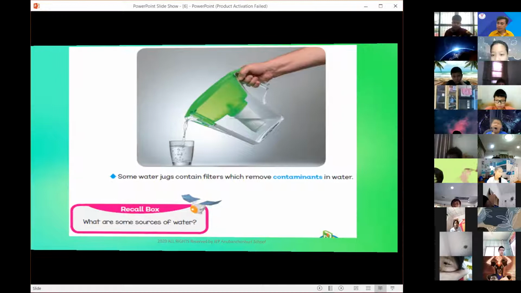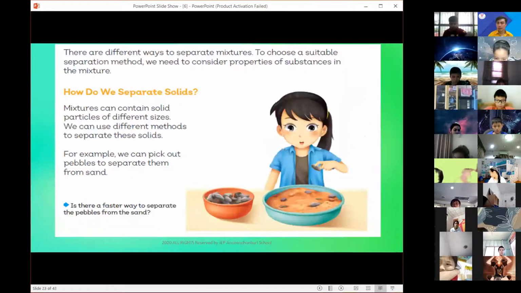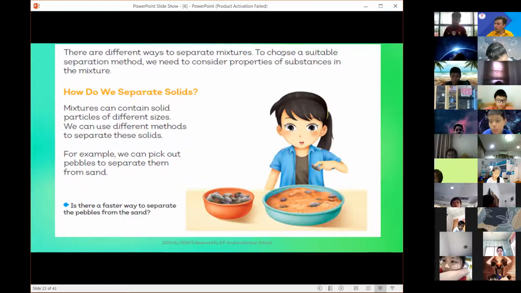All right. The next one here, I think this is now on page 28. There are different ways to separate mixtures. To choose a suitable separation method, we need to consider the properties of substances. So here, how do we separate solids? Solid particles of different sizes. This is the thing that we need to focus on this afternoon.